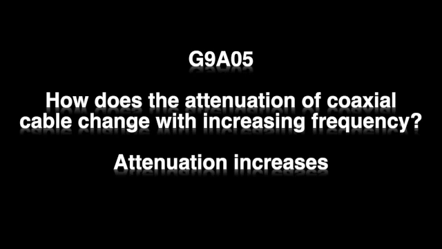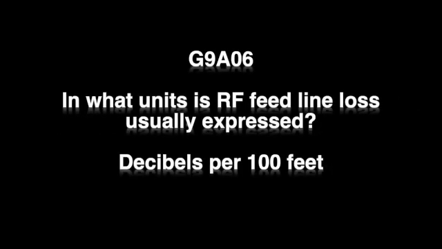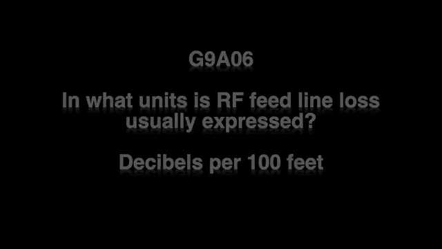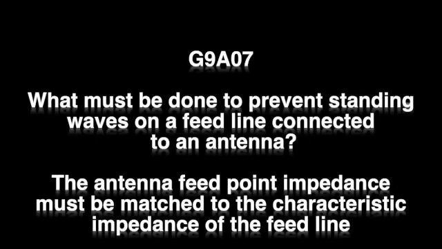G9A05. How does the attenuation of coaxial cable change with increasing frequency? Attenuation increases. G9A06. In what units is RF feedline loss usually expressed? Decibels per 100 feet. G9A07. What must be done to prevent standing waves on a feedline connected to an antenna? The antenna feed point impedance must be matched to the characteristic impedance of the feedline.